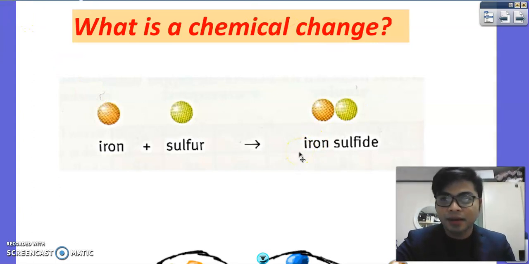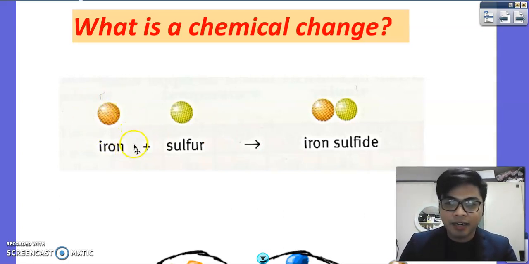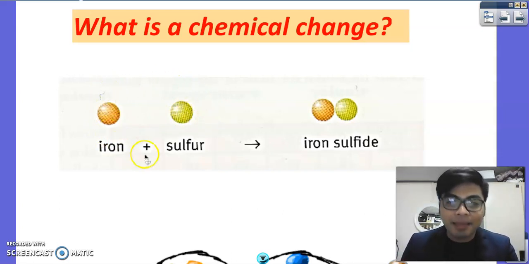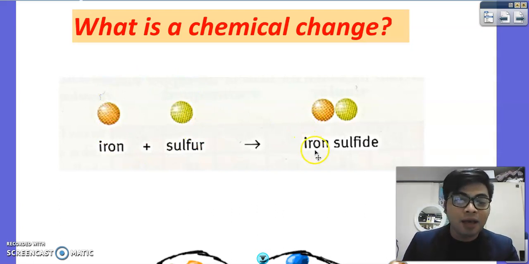Okay, so we are already here in this picture. What you can see here is that we have iron and we have sulfur right over here. When we react iron and sulfur, iron is usually metallic in color, and sulfur in the laboratory is yellow in nature. If we combine them together, we are now forming another compound. The name of the compound is iron sulfide.